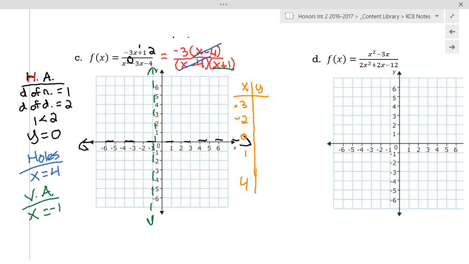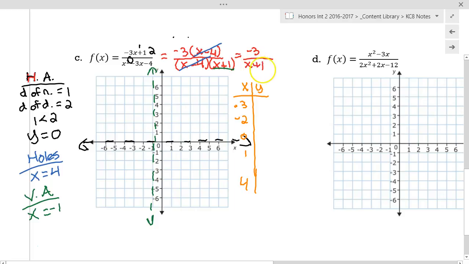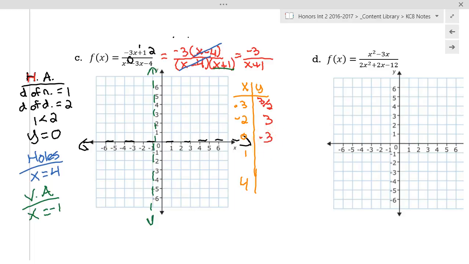And remember, I'm typing everything into my calculator without the crossed out part. Negative 3 over x plus 1 is all I've got now. Again, for the sake of time, since we're running a little long, I am just going to tell you what those values are. When I plug in negative 3, I get positive 3 halves. When I plug in negative 2, I get positive 3. When I plug in 0, I get negative 3. When I plug in 1, I get negative 3 halves. And when I plug in 4, I get negative 3 fifths.